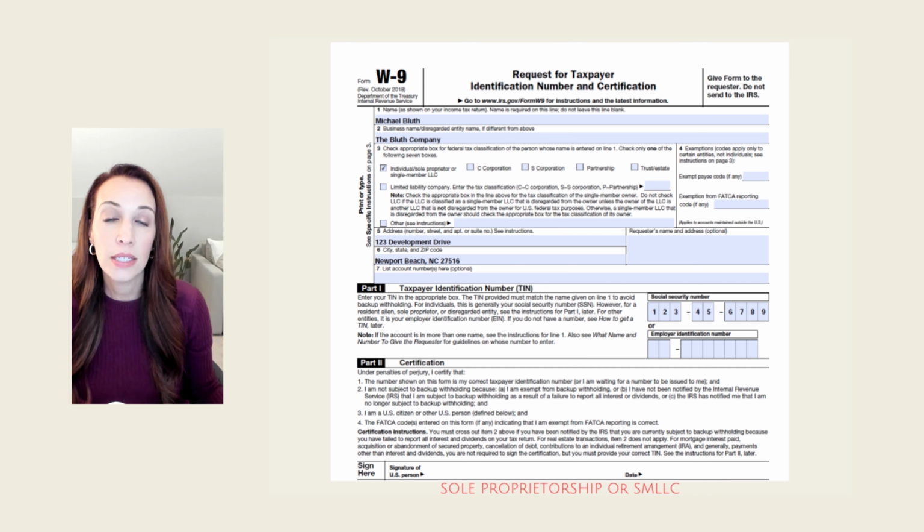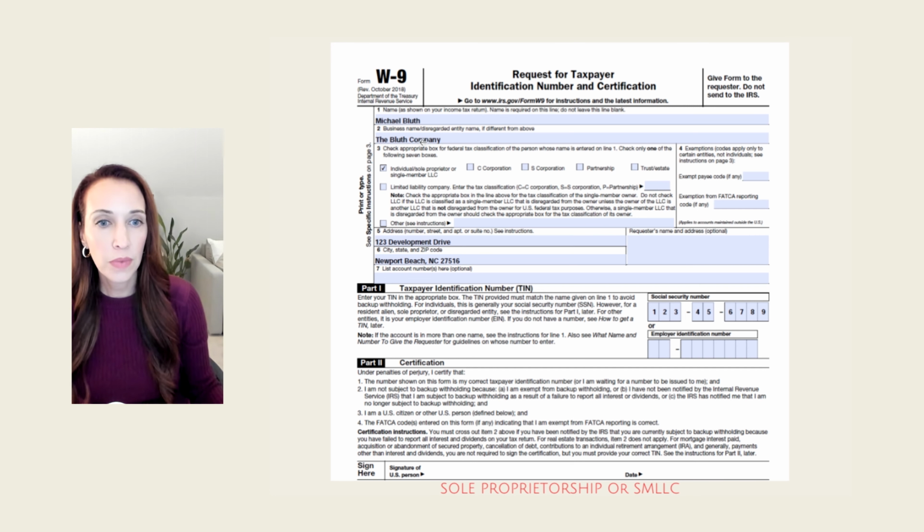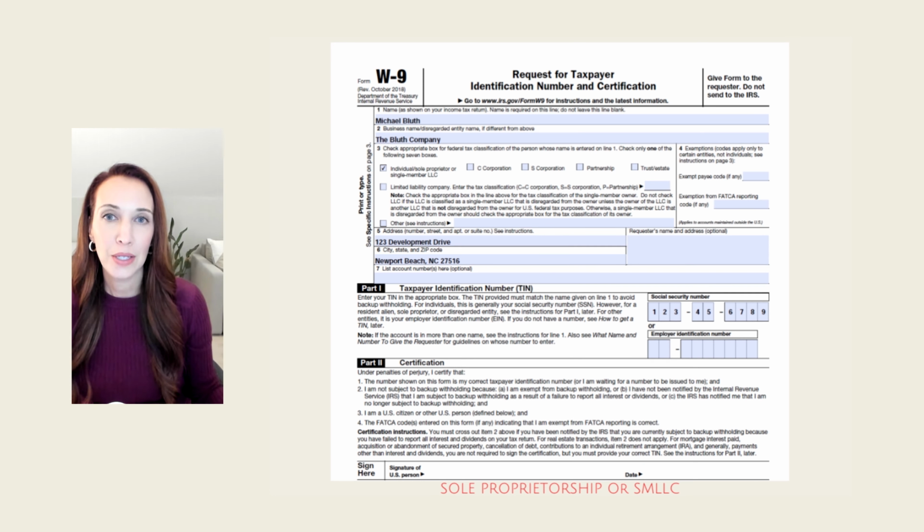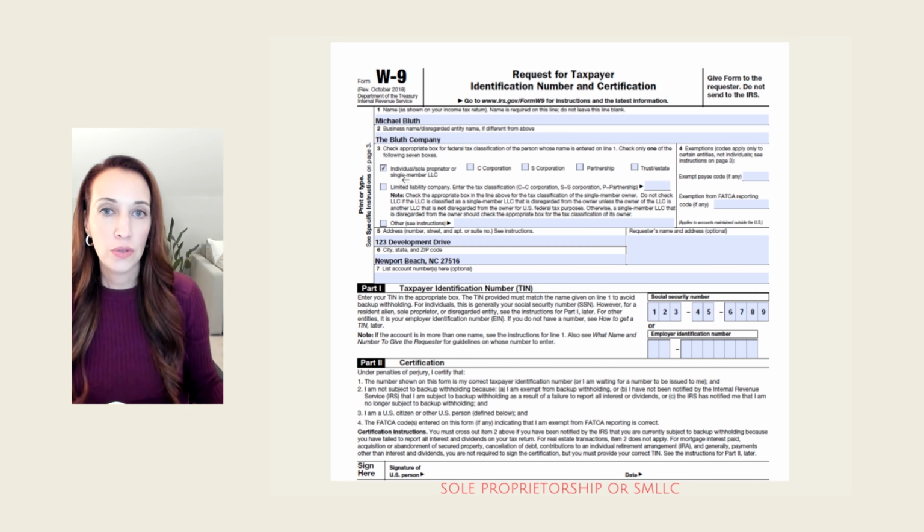If you're a single member LLC, you might be the Bluth Company LLC. Then in section 3, you're going to fill in the first box that says individual, sole proprietor, or single member LLC. And I know if you're a single member LLC, what you're thinking. Well, what about this box down here that says limited liability company? I'm a limited liability company. Should I choose this one or should I choose the first one?